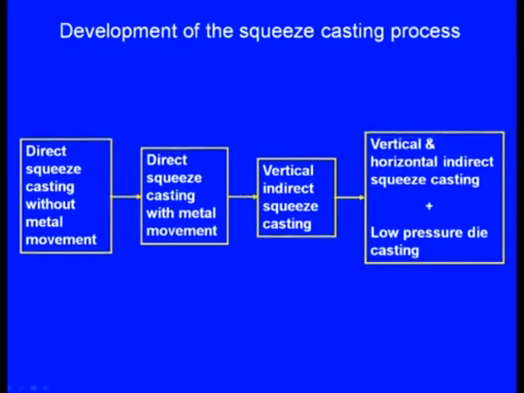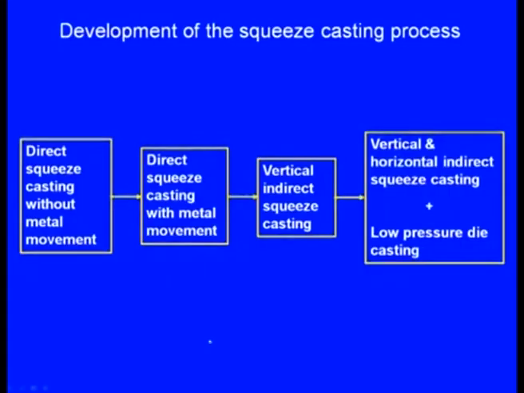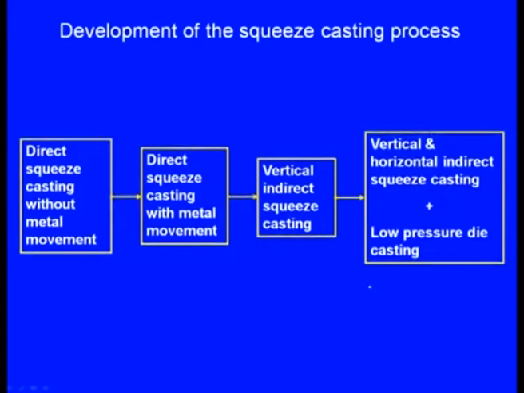Next one, direct squeeze casting with metal movement. After making the ingots, next we can make the parts. Here metal movement is there. Next one, vertical indirect squeeze casting. Here also metal movement will be there. Next one, here we can see vertical and horizontal indirect squeeze casting plus low pressure die casting. So, these are the final processes where we can get the final components.